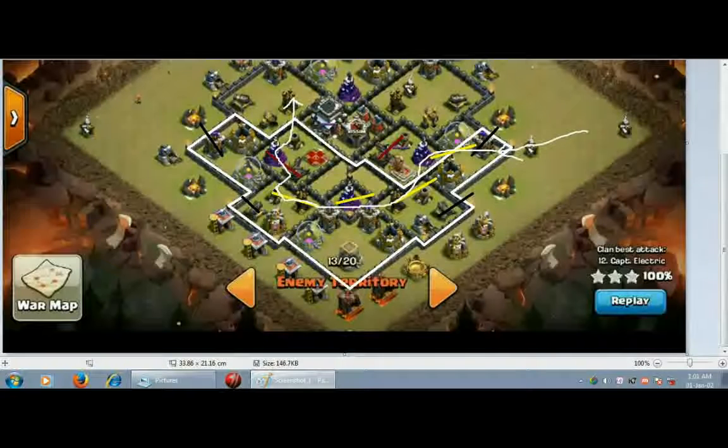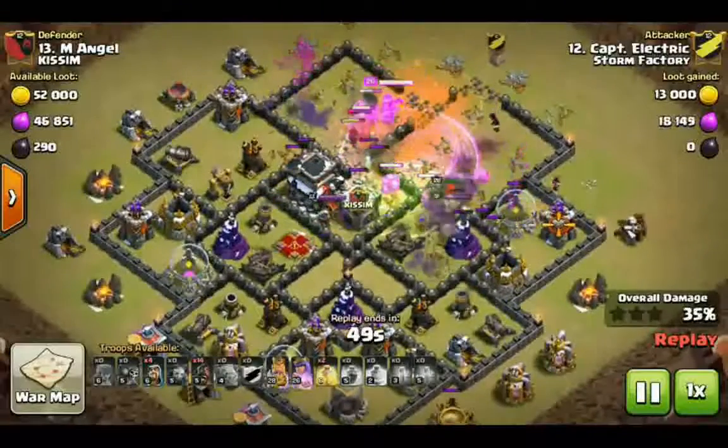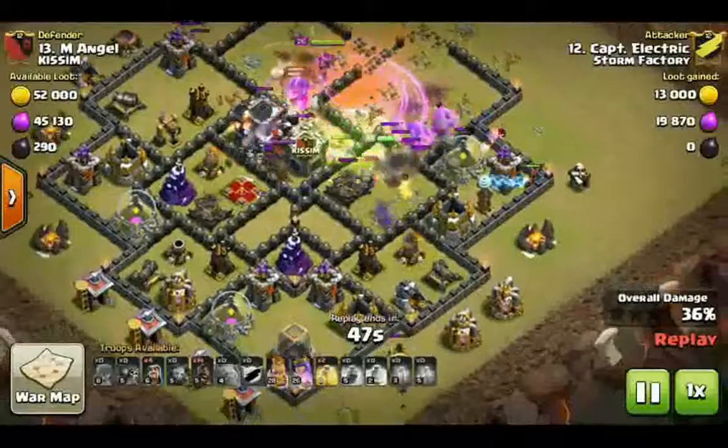Now what defenses do you think he has to get rid of to actually get this plan going? 3, that's it. It starts simple, guys. It is not something that is really complicated.